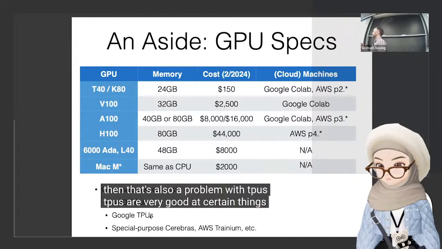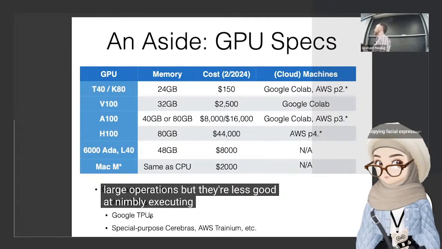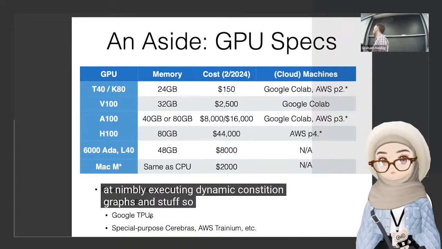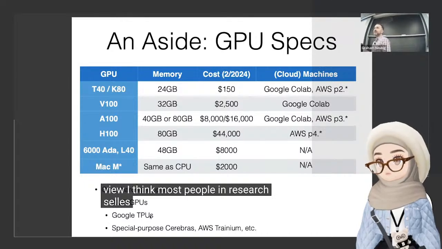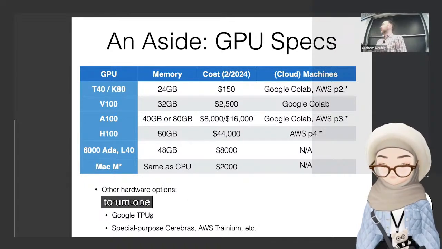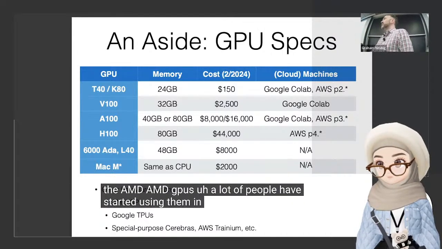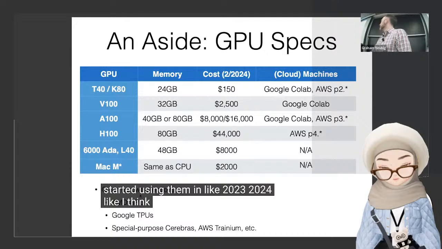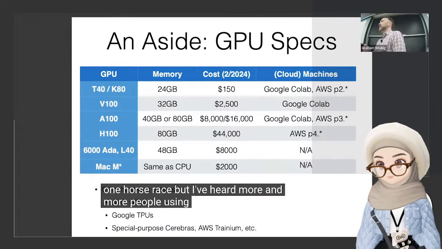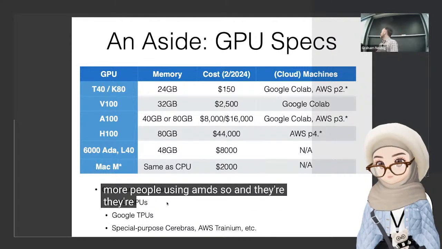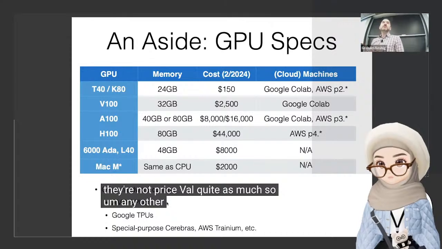TPUs are very good at certain things, like batched large operations, but they're less good at nimbly executing dynamic computation graphs. From that point of view, I think most people in research still use GPUs. Thank you. One thing I should mention is the AMD GPUs. A lot of people have started using them in 2023, 2024. Previously it was kind of a NVIDIA one horse race, but I've heard more and more people using AMDs, and they're not price gouged quite as much. Any other questions?